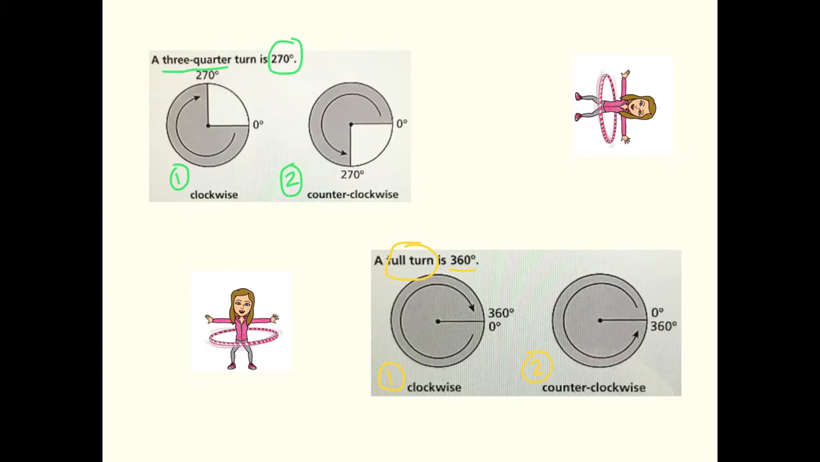So I'll show you that with this figure. First we'll go clockwise. We'll start by going 90 degrees, 180 degrees, 270 degrees, 360 degrees. A full turn will bring my figure back to its original facing point. So in this case, standing straight up.